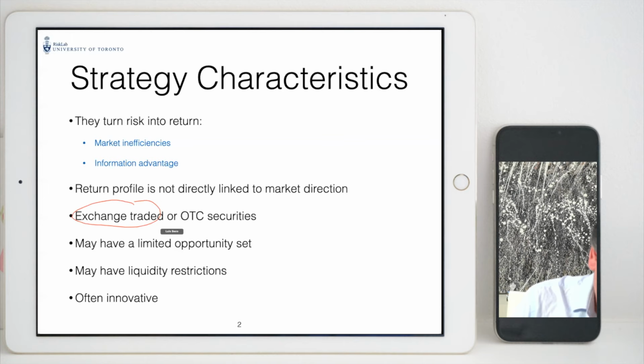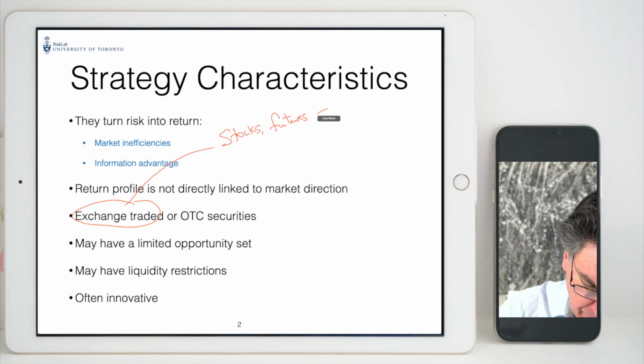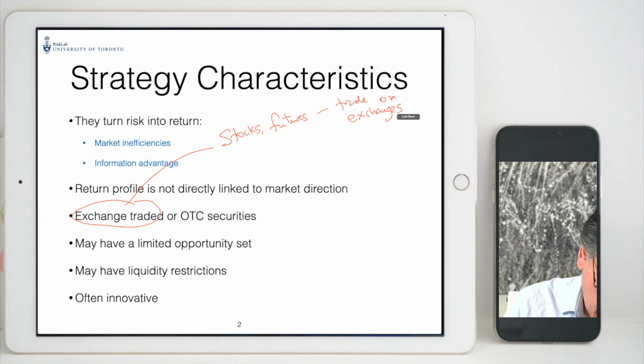Exchange traded are stocks, futures, they trade on exchanges. Okay. Bonds do not trade on exchanges, okay, but they trade through brokers.